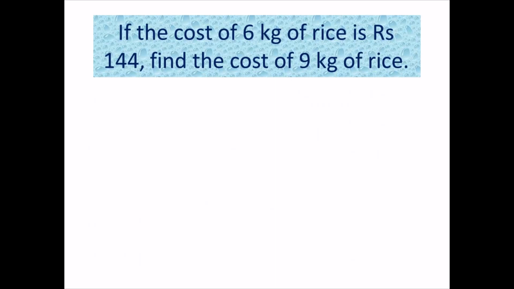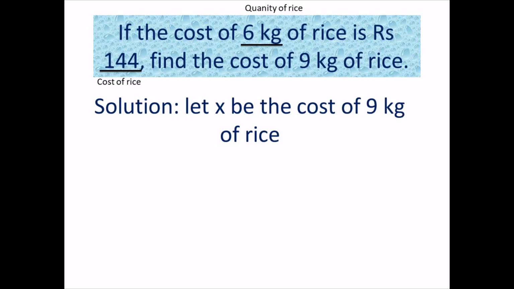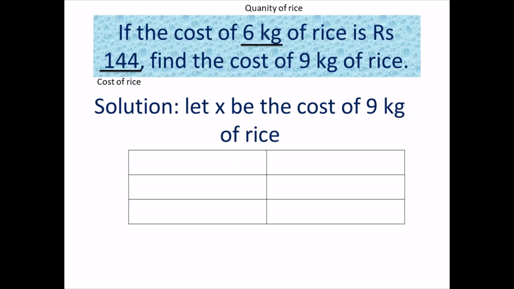You see in the question, there are two types of quantitative terms. One is quantity of rice, and the second is cost of rice. First of all, let us suppose X be the cost of 9 kilograms of rice, which is to be found out, and make a table. In the first column, we put quantity of rice. In the second column, we put cost of rice.